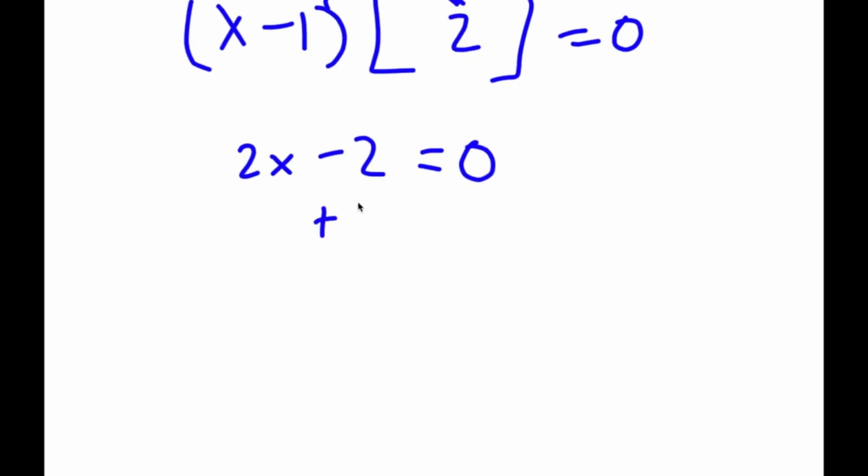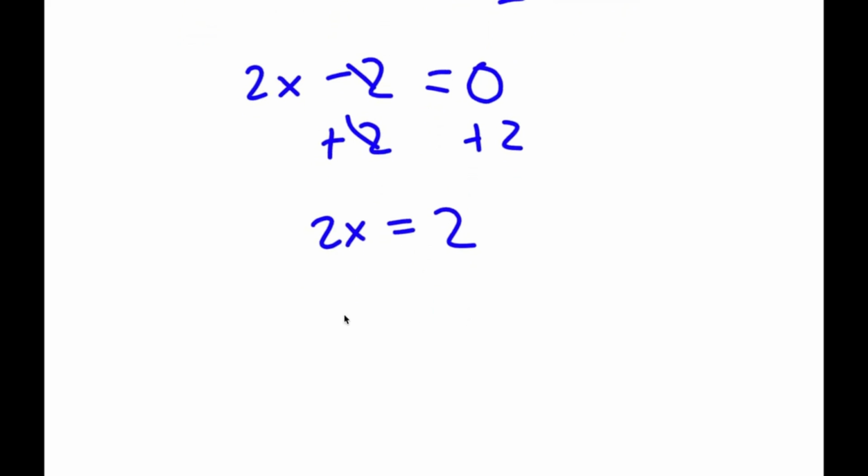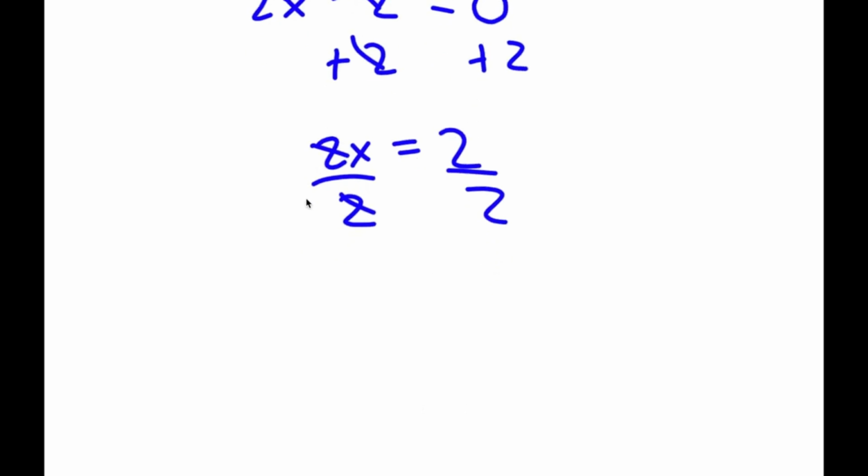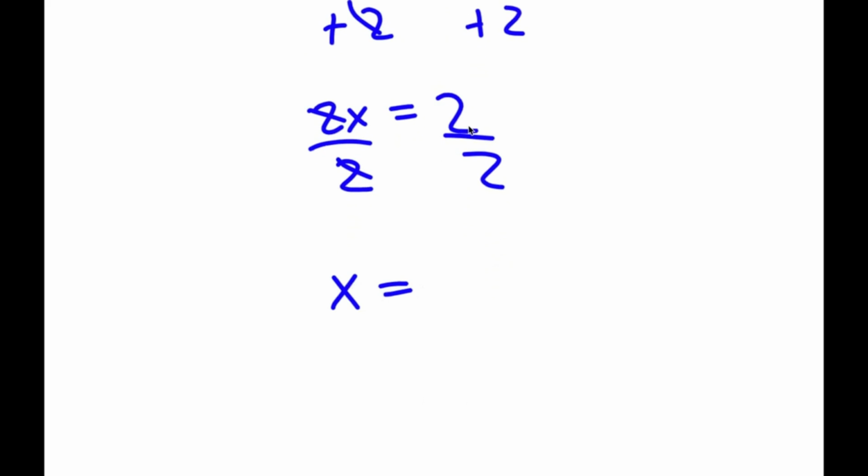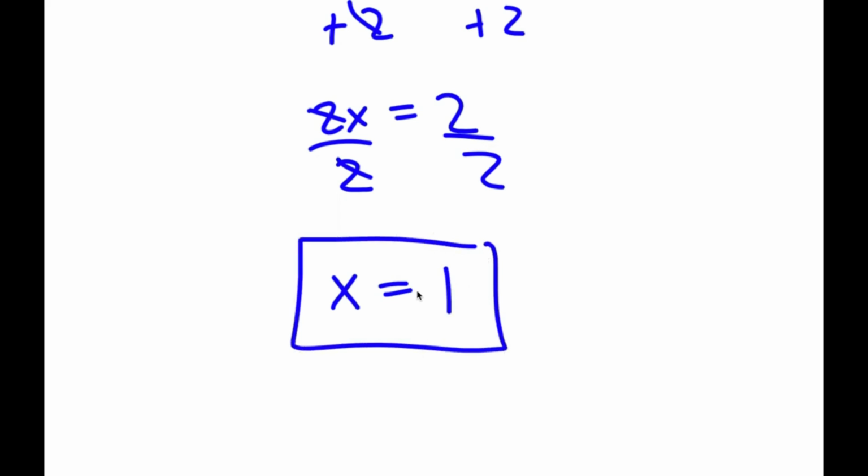So now to solve this, I simply add 2 on both sides. These two cancel out, and I have 2x is equal to 2. Now from here, all I have to do is divide both sides by 2. These two cancel out, and I am left with x is equal to 2 divided by 2, which is 1. So this is my answer.